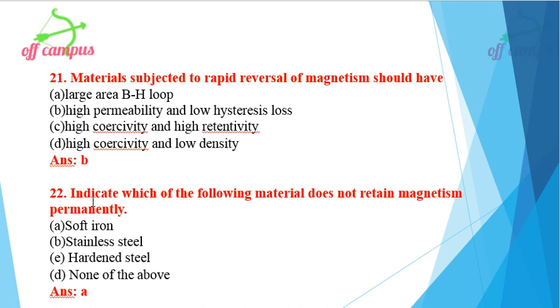Next, question number 22. Indicate which of the following materials does not retain magnetism permanently. Four options are given: soft iron, stainless steel, hardened steel, none of the above. Option A, soft iron, is the right answer. So soft iron is the material that does not retain magnetism permanently.